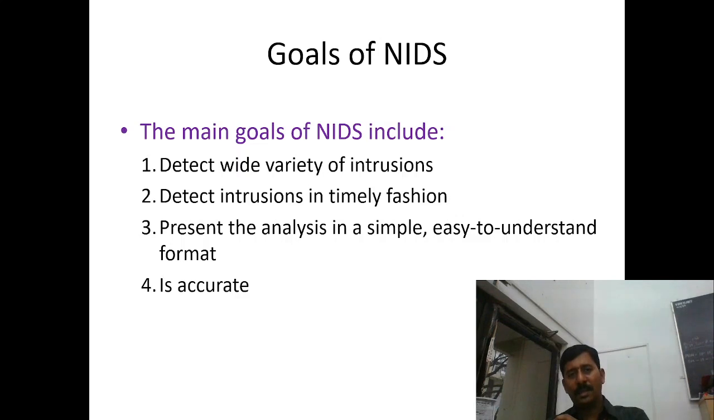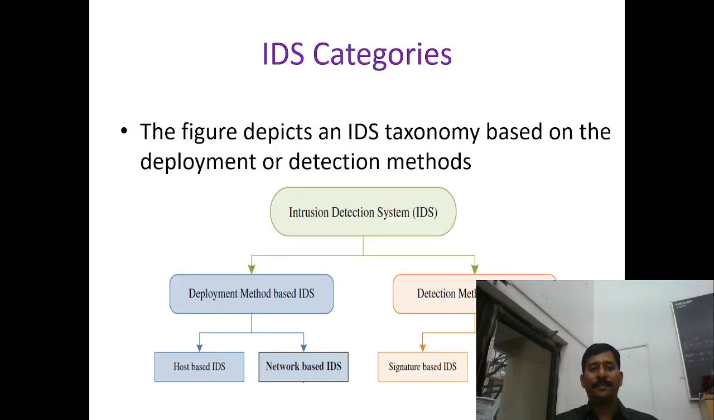Based on these goals of network intrusion detection system, now we are able to define the various categories of IDS. Here, in this pictorial representation, I'm able to explain the IDS taxonomy, which is based on the deployment or detection methods. So we know IDS is basically divided into deployment based IDS as well as detection based IDS.